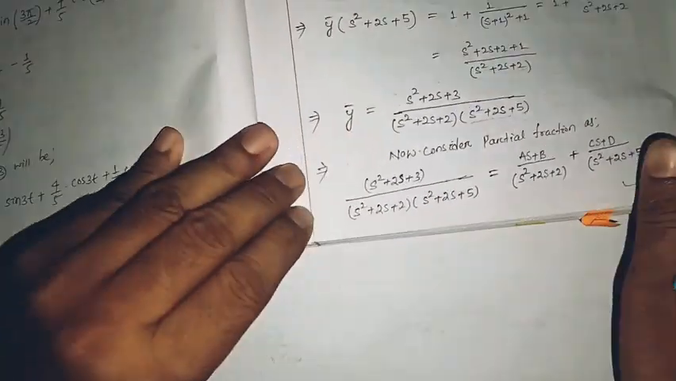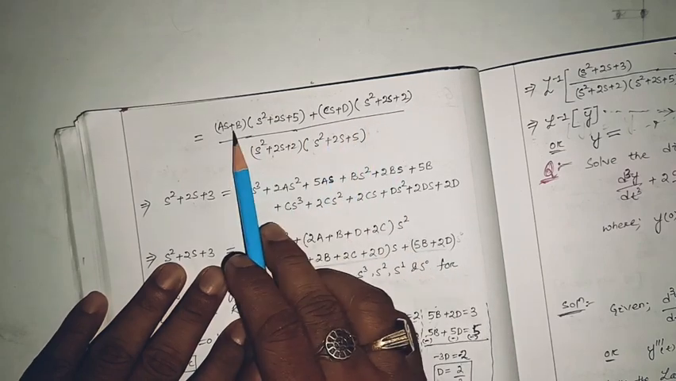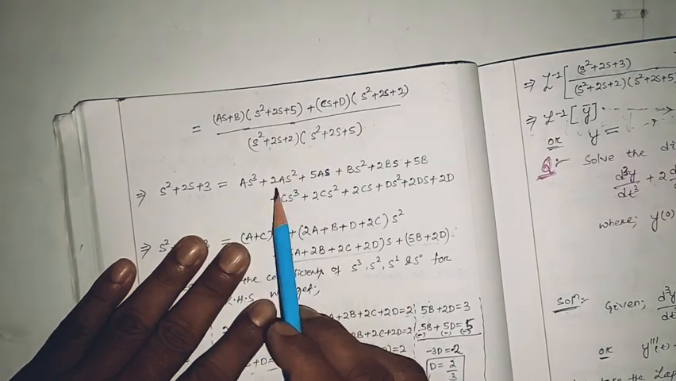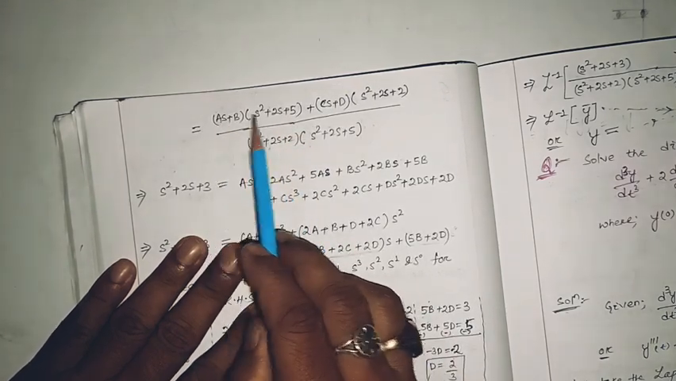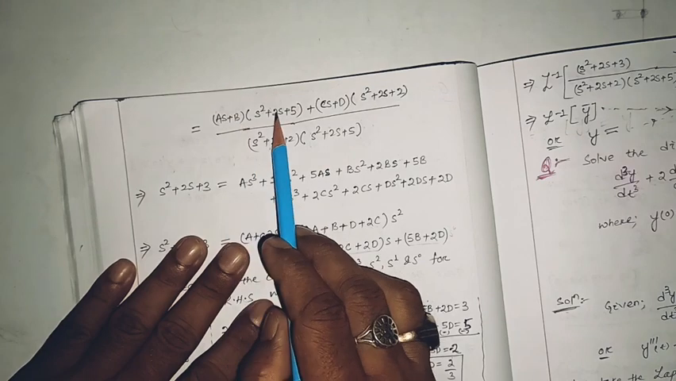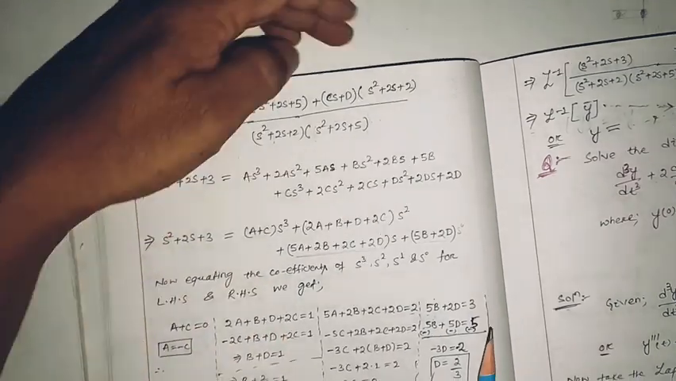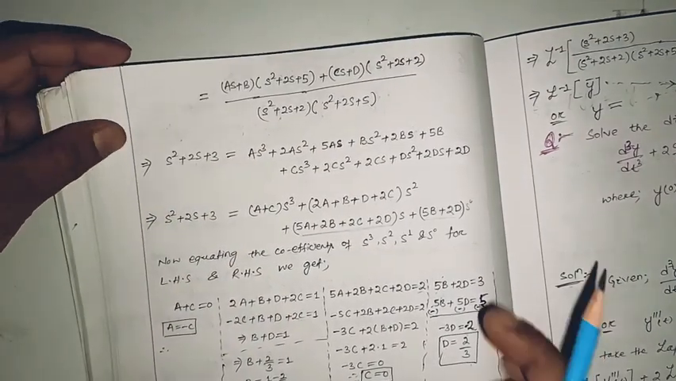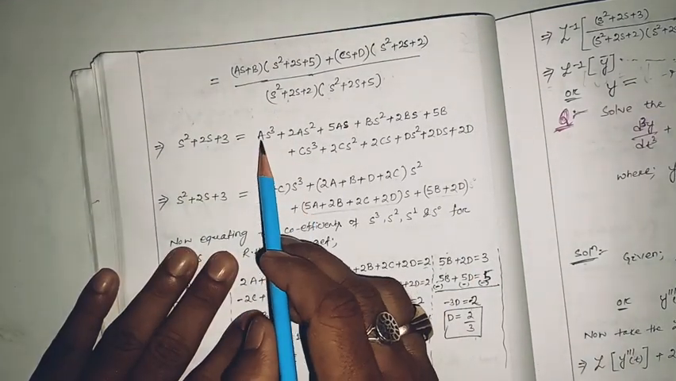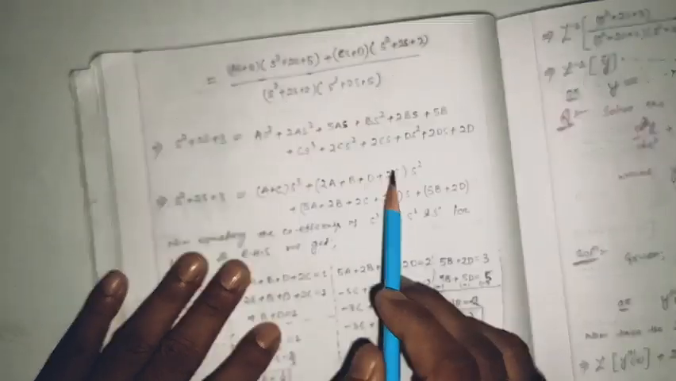So s square plus 2s plus 3 will be equal to this one. Here I multiplied: as plus a s square, a s cube, as plus 2s, 2a s square, as plus 5, 5as. Here b into s square, b 2s, 2bs, like this. All the terms I multiplied and wrote here. If I write collectively all the s powers and corresponding coefficients, here we can see that a s cube and here c s cube, so s cube taken common, a plus c.